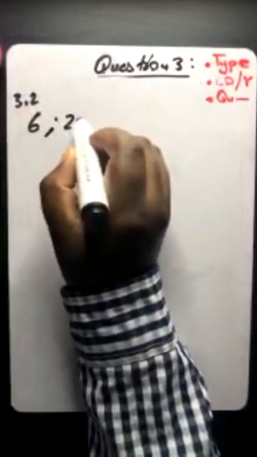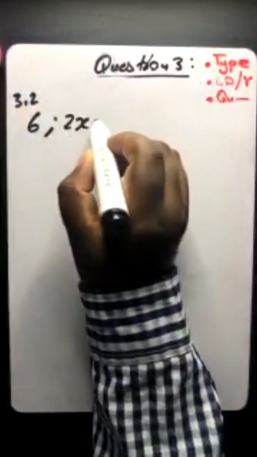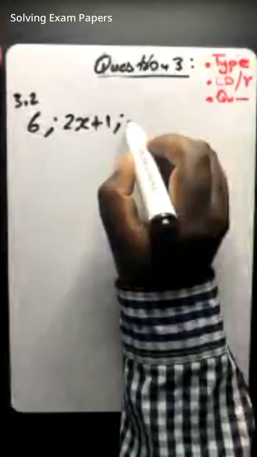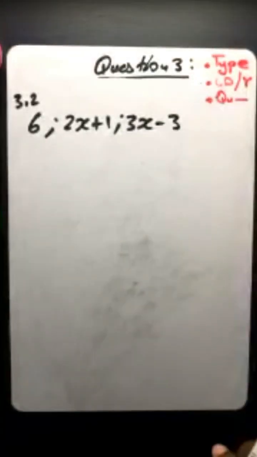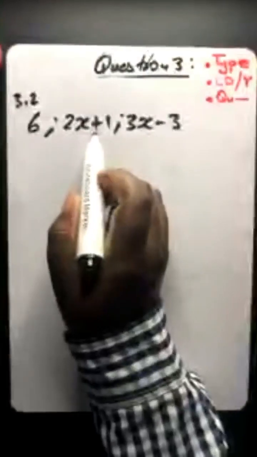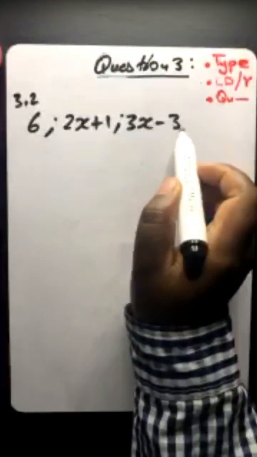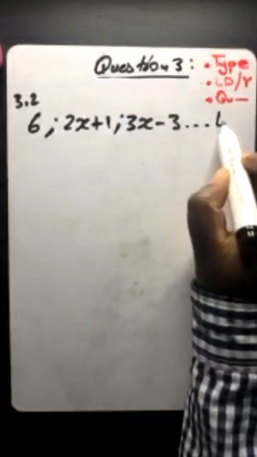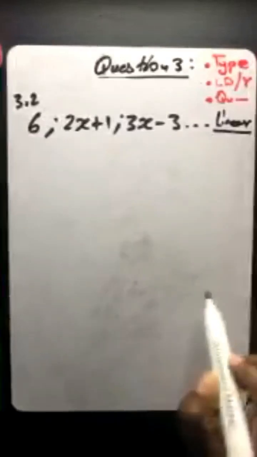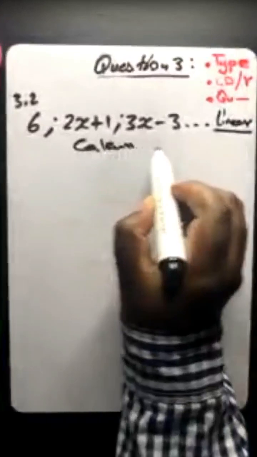Let's see, this is where it gets a bit tricky. Just make sure that in case you are confused or you've got some questions, you ask. You must ask. Okay, let's see. You are given 6, 2x plus 1, and 3x minus 3 as the first 3 terms of a linear pattern. Calculate x.